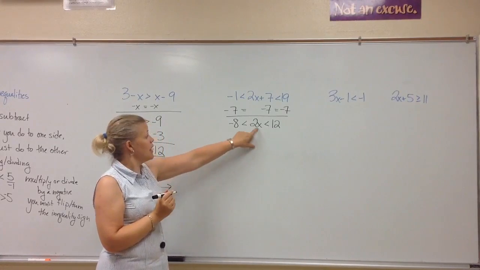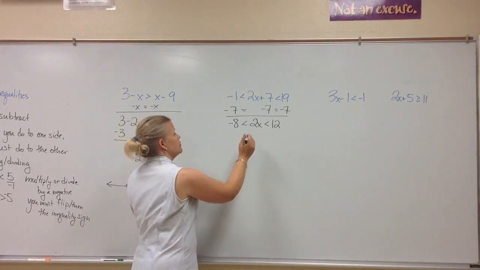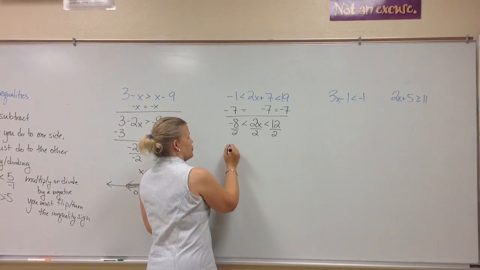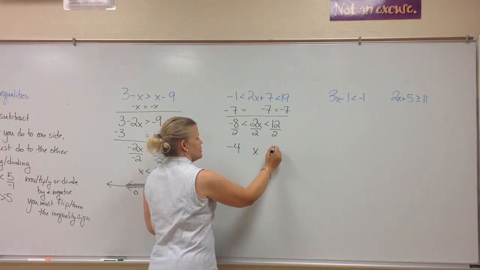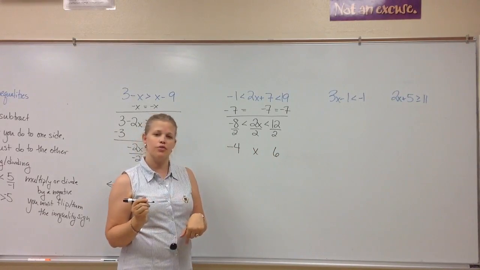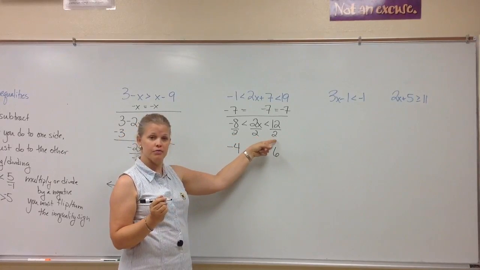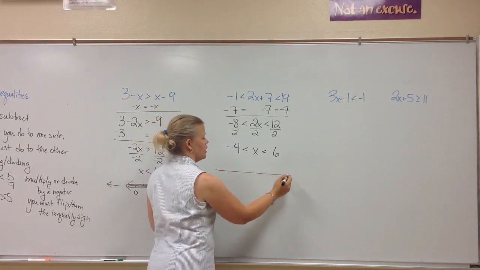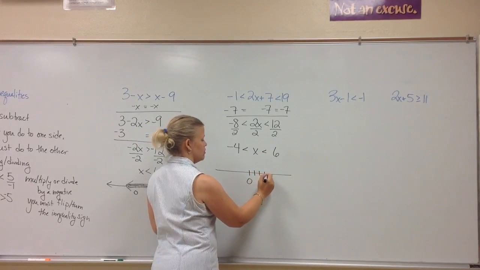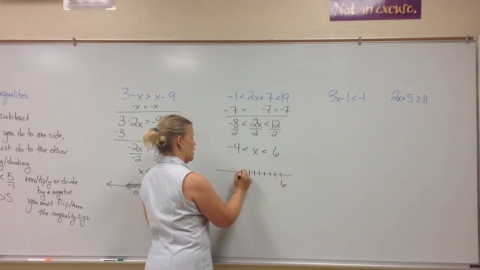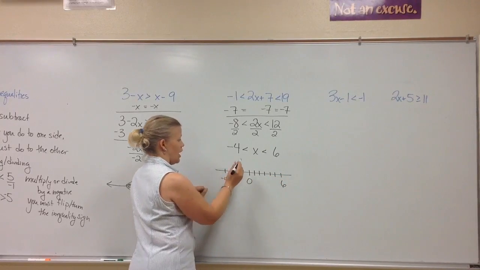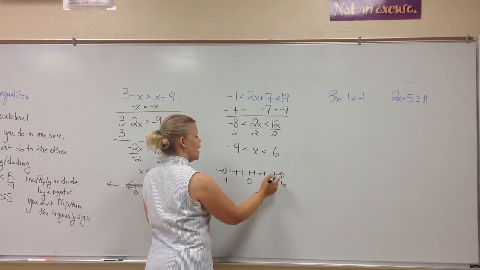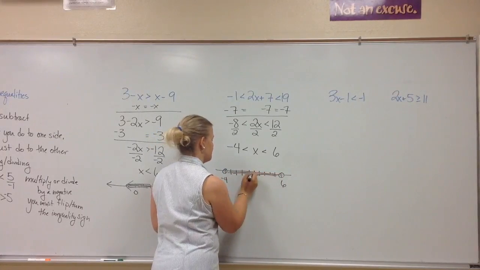Okay? So now what do you need to get rid of that's with the x? The 2. Okay. And you're left with negative 4, x, and 6. Now here's a question for you. Did we divide by a negative? Nope. So leave things the way they are. Once again, you're going to have this nice little 6 and down to negative 4. And open or close? Open. Open or close? Open. And it's everything in between.